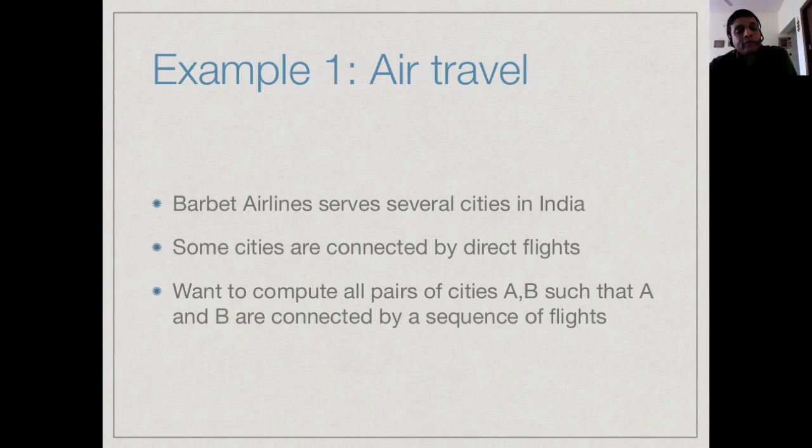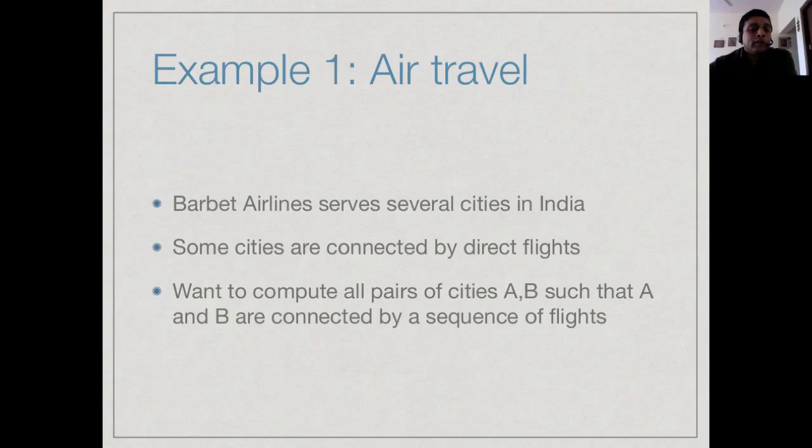So we have an airline, Barbet Airlines, which serves several cities in the country. And of course, although it serves several cities, it doesn't really connect all these cities directly. Only some of the cities are connected by direct flights. And for other pairs of cities, you have to take a hopping flight. You have to go via an intermediate city.